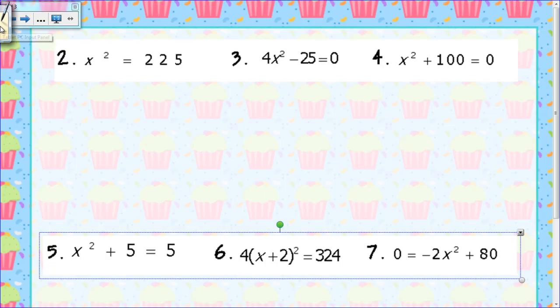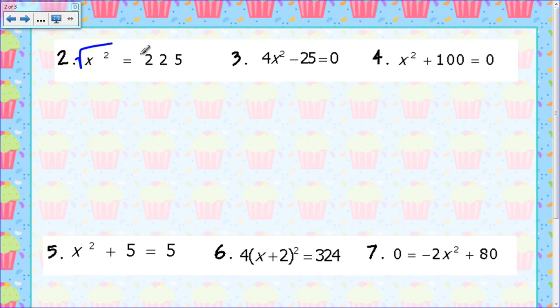So let's try another one. Look at number 2 here. Number 2 says x squared equals 225. This one's pretty straightforward. The squared term is already by itself, so we're just going to take the square root of both sides. The square root of x squared is just x. The square root of 225, you'll probably need to type into your calculator, because that's probably not one that you have memorized.